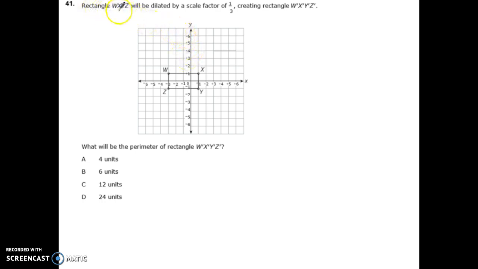All right, rectangle WXYZ is dilated on a scale factor of 1/3, creating the prime rectangle. What will be the perimeter of the rectangle that is prime? So we know that perimeter means to add all sides.